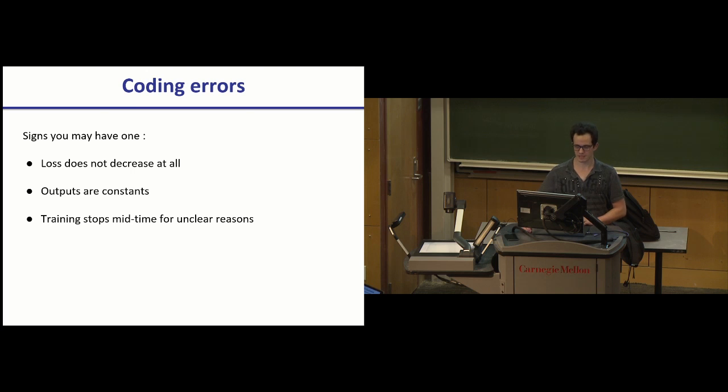The signs of a coding error would be that your loss doesn't decrease at all. If it decreases a little bit, it's probably a training error. But if it's doing nothing or it's going the wrong way, it's probably a coding error. Other signs are that the outputs don't change, or that the training stops halfway because you've taken too much memory, which shouldn't happen because your batch is small.